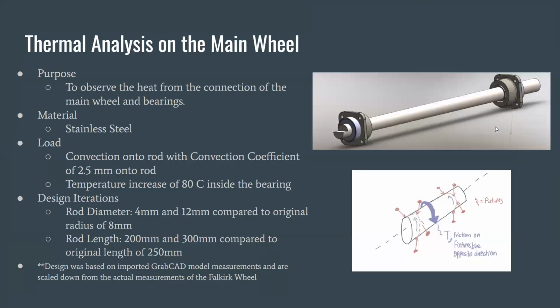The next slide, please. For the thermal analysis, the purpose is to observe the heat relation between the bearings and the main rod of the wheel. The material I used was stainless steel. For this, I used a thermal analysis to get the heat flux of the wheel. My loads were a convection going to the rod with a convection coefficient of 2.5 to imitate the relation between the exposed wheel and air. I put a temperature load of 80 degrees Celsius to imitate the friction between the rod and bearings. My design iteration here was changing the diameter and the length of the rod. This iteration is scaled down from the actual wheel.